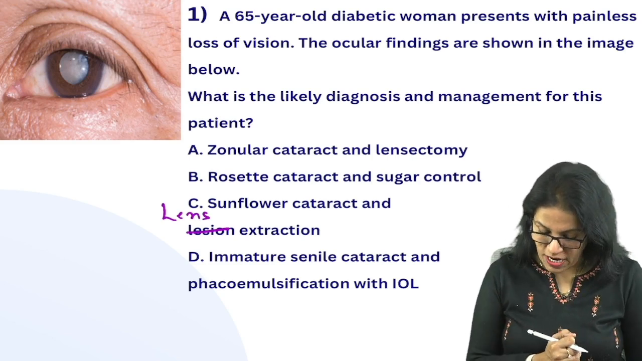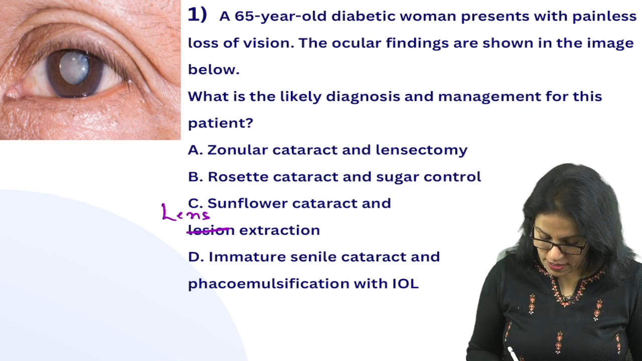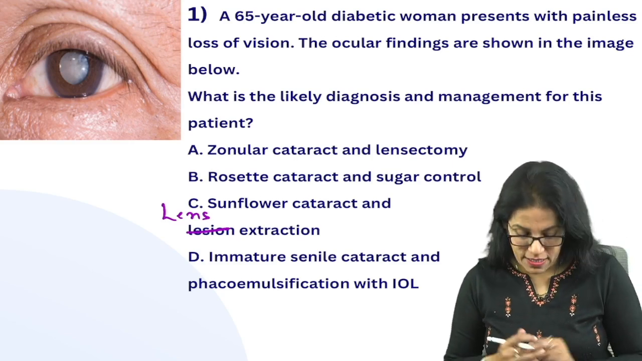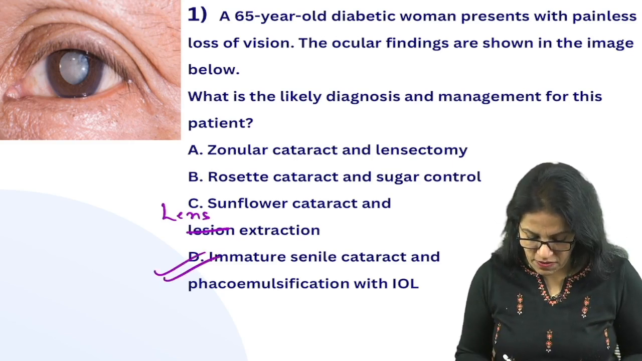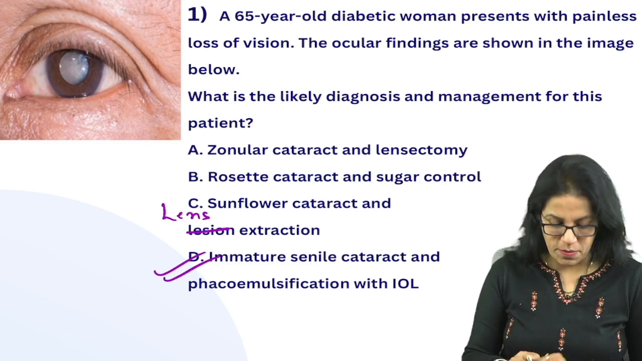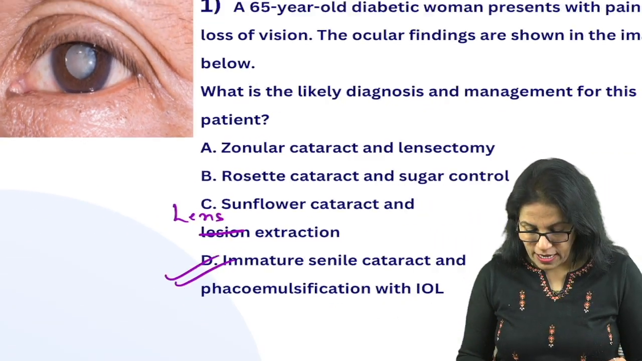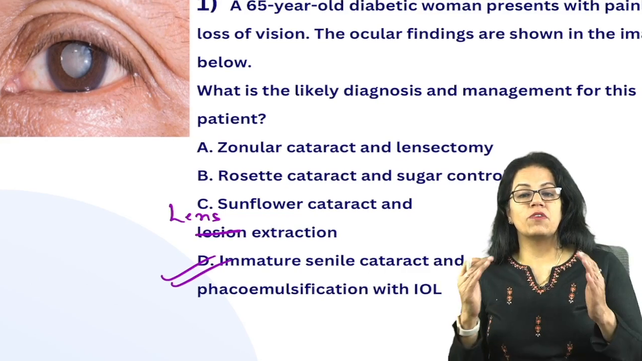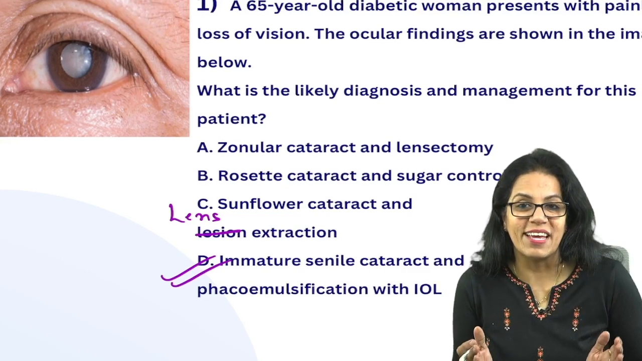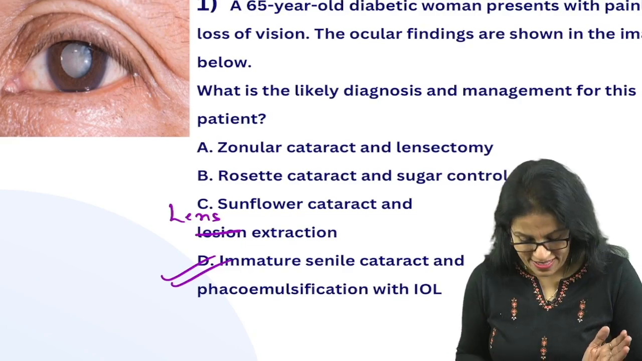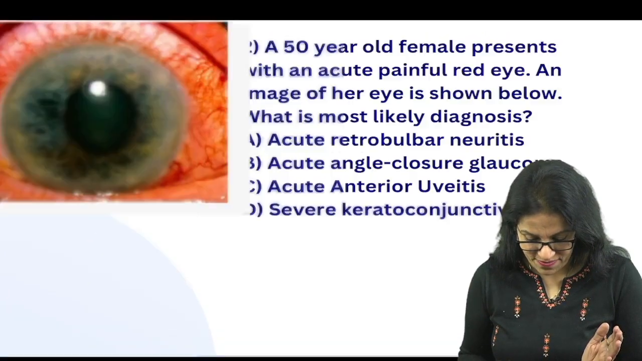And immature senile cataract, and it has to be managed with phacoemulsification and IOL. I think that is the best option, obvious, it's a very simple question. You should be able to quickly see that this is a case of cataract. And any cataract, mature or immature, we would like to go for phacoemulsification and IOL implantation. Come to the next one.